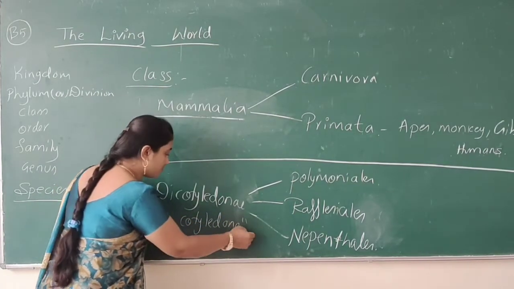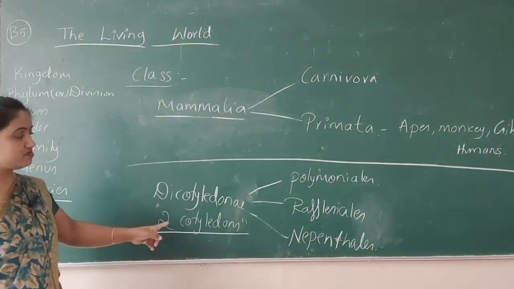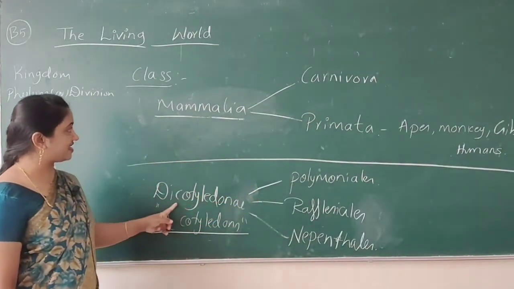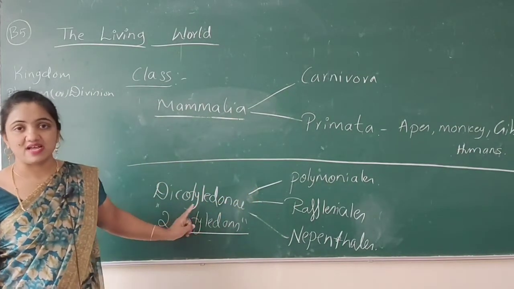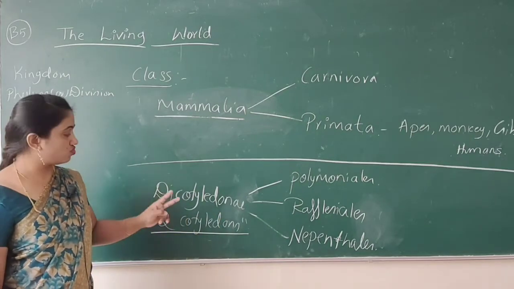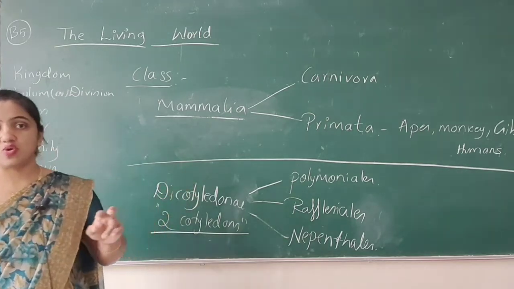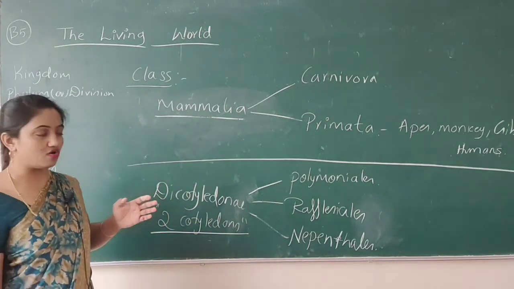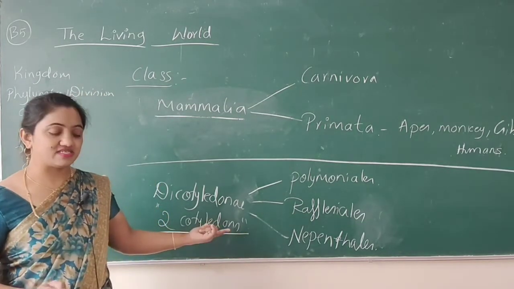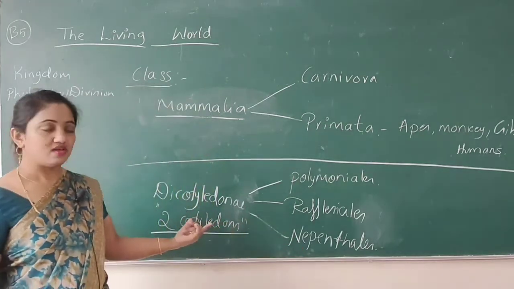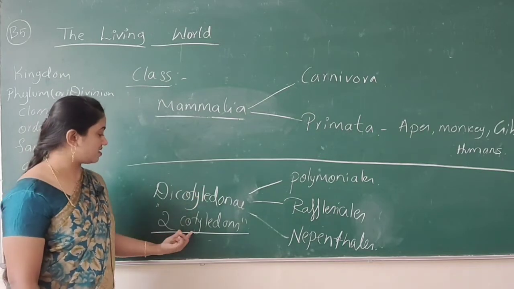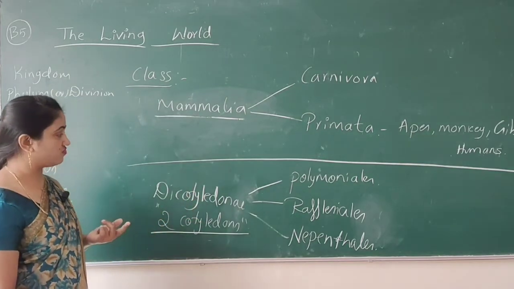So because of the presence of one similar character in all these species, they come under the same class. What is that? Class Dicotyledonae. The name itself says di means two, cotyledonae means cotyledons. If you are not aware of what cotyledons are, no need to worry. In the next chapters, I'll teach you what cotyledons are. It is there in your syllabus, so no need to worry about that.